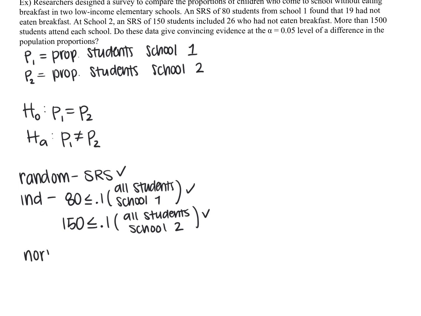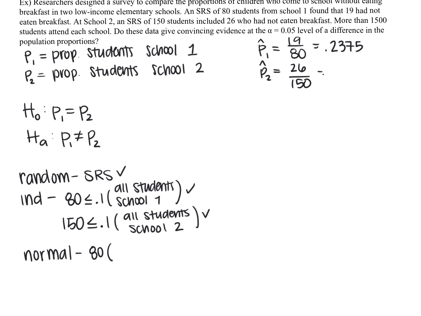And then for normal, we're going to do 80 times. Now I don't have my p1 hat and my p2 hat yet, so I'm going to go ahead and calculate that up here. So p1 hat is 19 over 80, which is exactly 0.2375. And then p2 hat is 26 over 150, which isn't exact, but we're going to go 4 decimals to keep in line with our first probability, 0.1733.